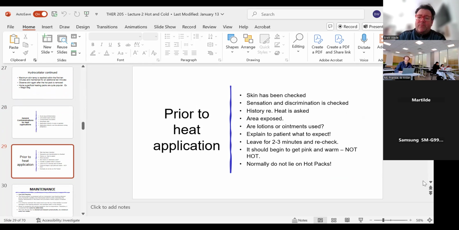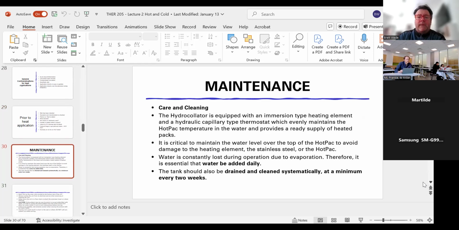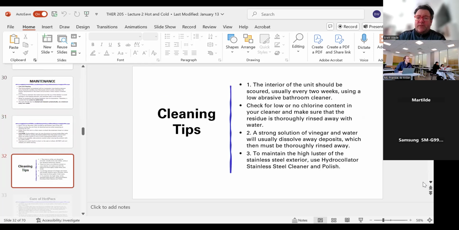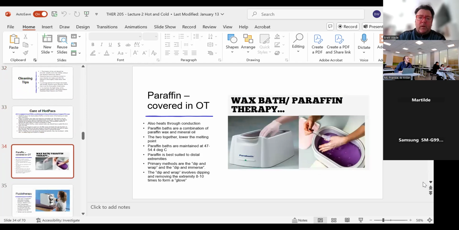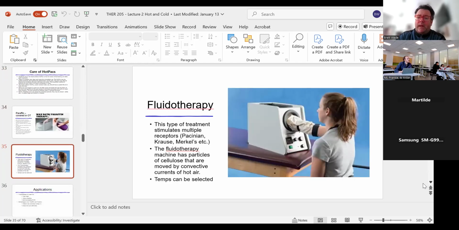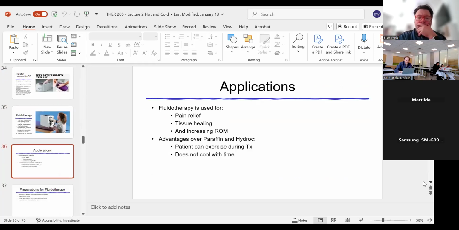This prior to heat is more of a lab thing, and we've kind of already done that enough. Maintenance, I don't think I have any questions on maintenance. Paraffin done. Fluidotherapy. Don't believe I have a question on fluidotherapy. I'm just going to make a note to myself. I just want to make sure, but I don't think it's on there. I think I just left that.